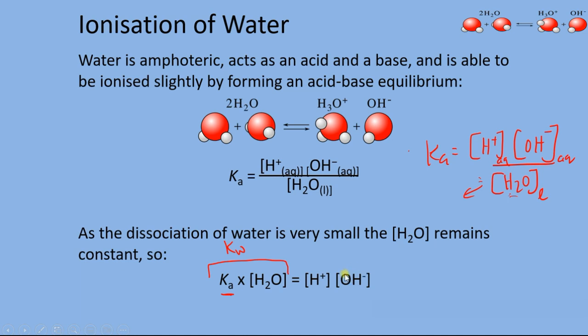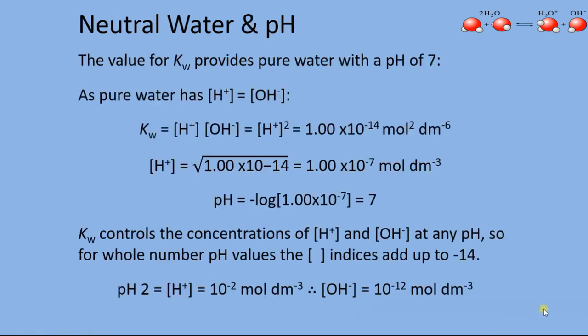Also, it's a fact that whether you have acids or alkali in solution, the product of the H plus and OH minus concentrations is always a constant, which is 1 times 10 power minus 14. Okay, so this now is mole squared dm to the power minus 6. Why? You're multiplying two concentration units. Okay, more on the Kw value.